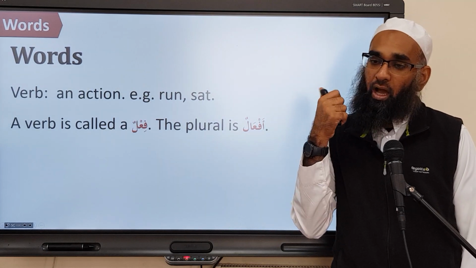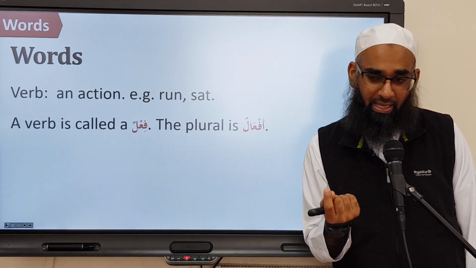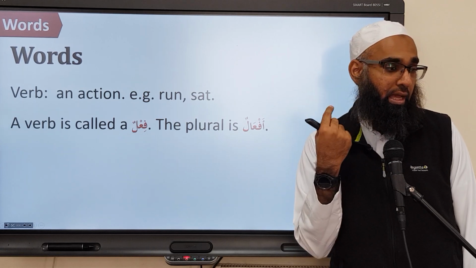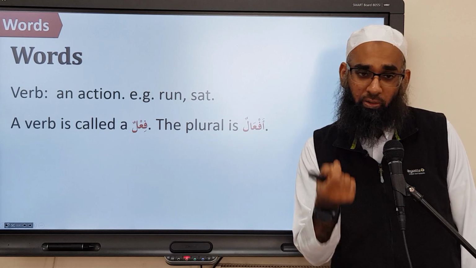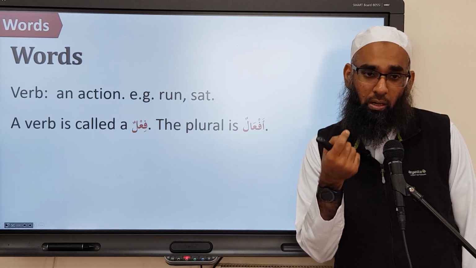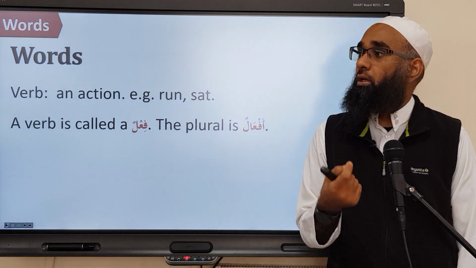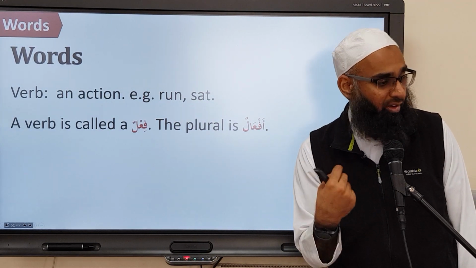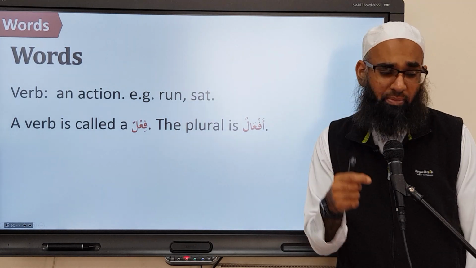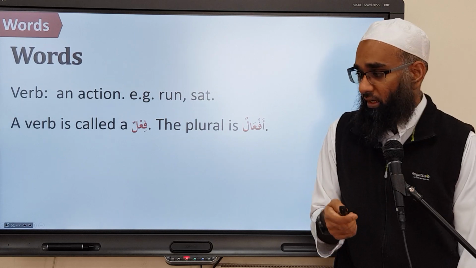Okay, so start again. A word is called what? Kalima. The plural of kalima is kalimat. And the kalimat are divided into 3 categories, which are noun, verb, and particle. A noun is called ismun. The plural of ismun is asma'un. And then you have particle. And the verb is what? Fe'lun. And the plural of fe'lun is af'alun.